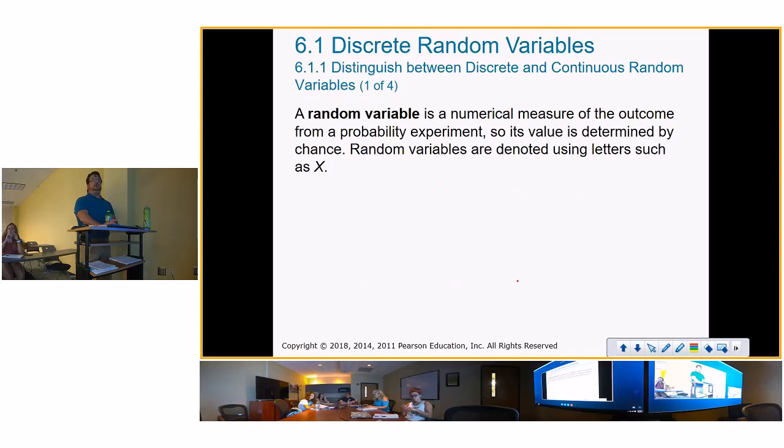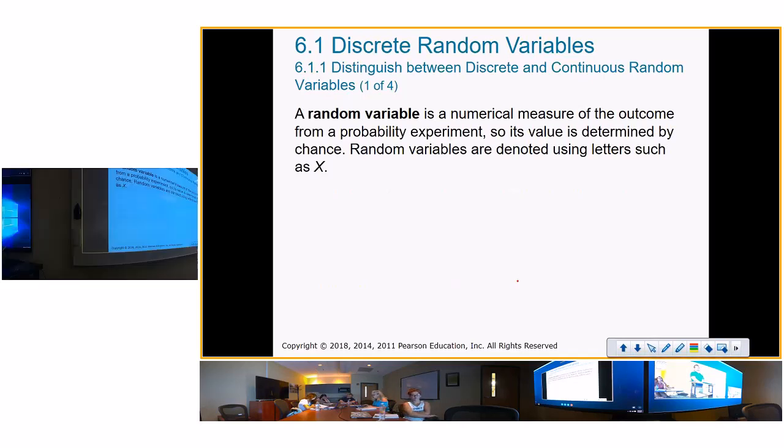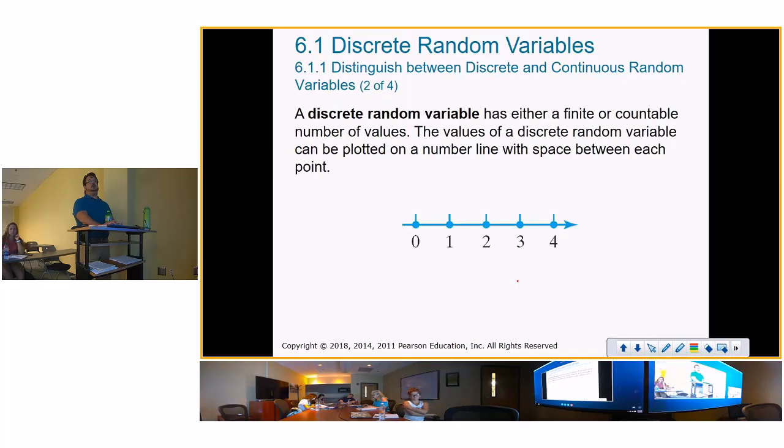A random variable is a numerical measure of an outcome of the probability distribution, so it's determined by chance, random, and so on. A discrete random variable has either a finite or countable. Okay?